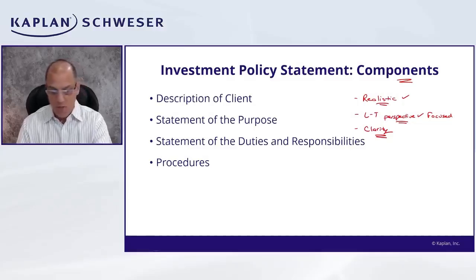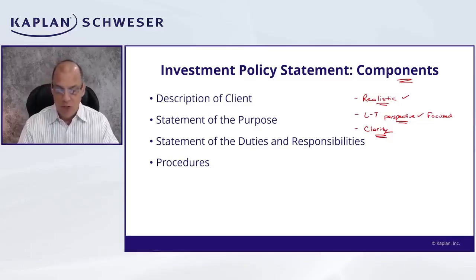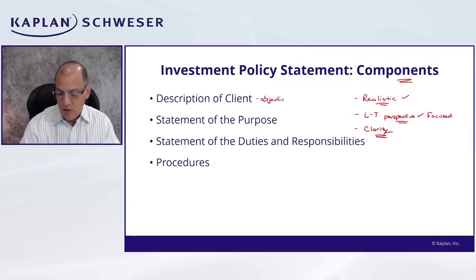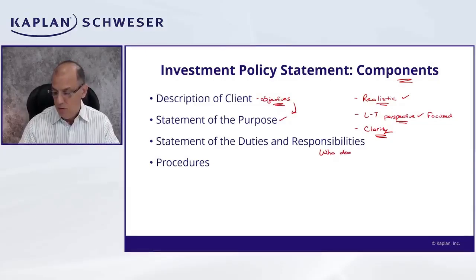So first of all, what are going to be some of the components? Well, you know, the description of the client, and that'll be the client's circumstances, situation, and investment objectives. I'm going to go ahead and put objectives here. That'll obviously be very important. What are we trying to accomplish here? The statement of purpose of our IPS, that'll be obviously dovetailing our first one here with our objectives. Then the statement of duties and responsibilities. Who's going to do what, if you will? The investment manager, the custodian of assets, and the client. So I can put who does what. How are we going to split those responsibilities, say, between the client and any advisors?